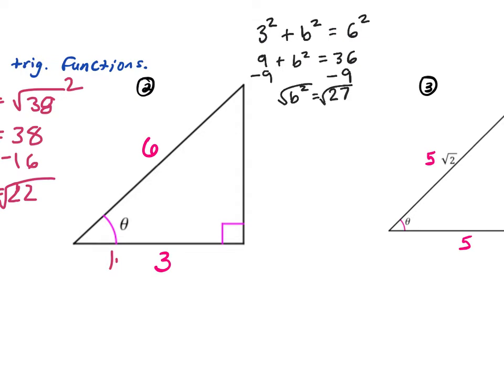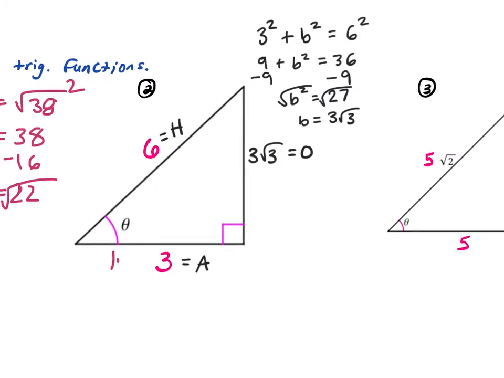Take the square root of both sides. So what do we get for b? 3 times square root of 3. Awesome. So 3 square root 3 is our opposite. 3 is our adjacent. And 6 is our hypotenuse.